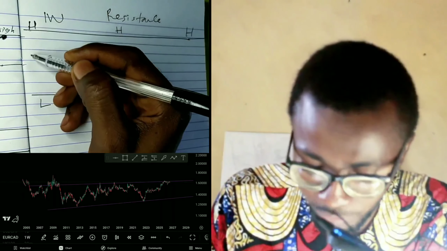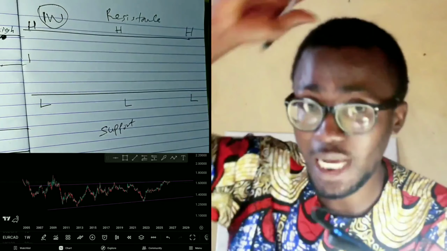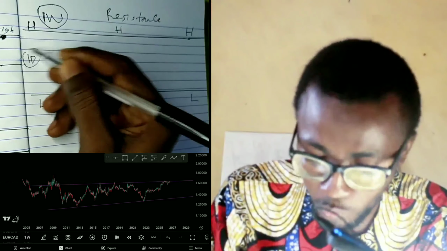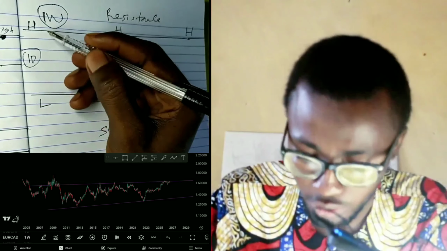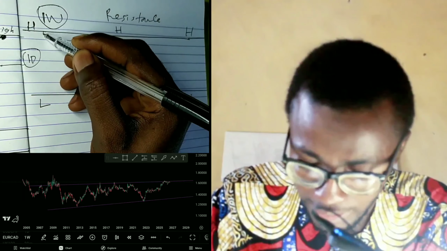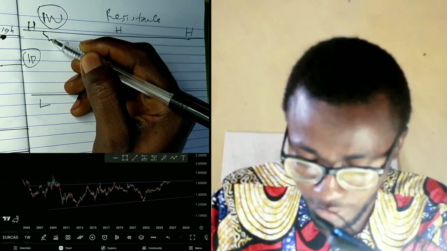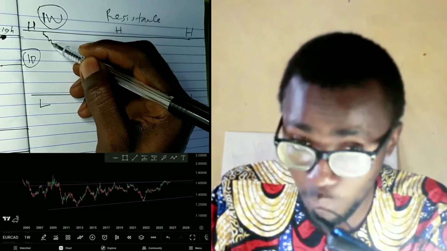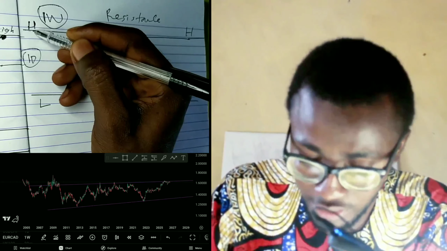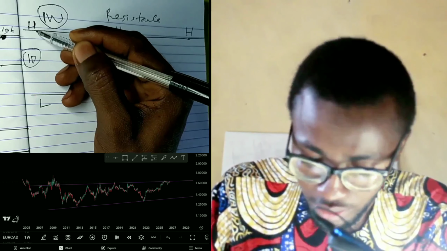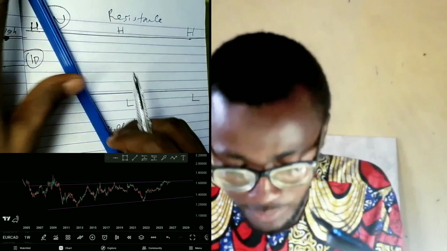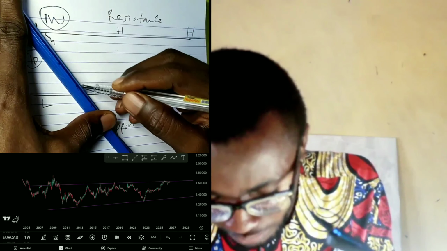Now look at the 1 day time frame. This is the 1 week time frame, which is the bigger picture. Now look at the 1 day time frame, which is the smaller picture. Look at what happened now. It moved from the high, and it behaves like this. It comes here. This is the 1 day. Look at what happened. The 1 week time frame is going down.